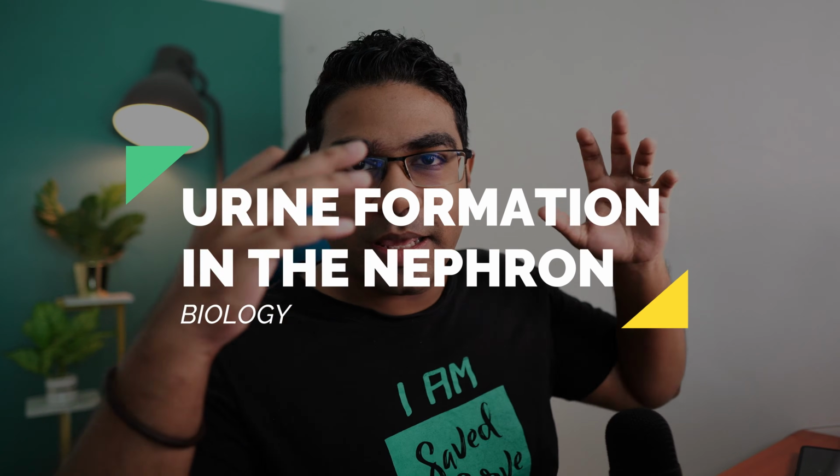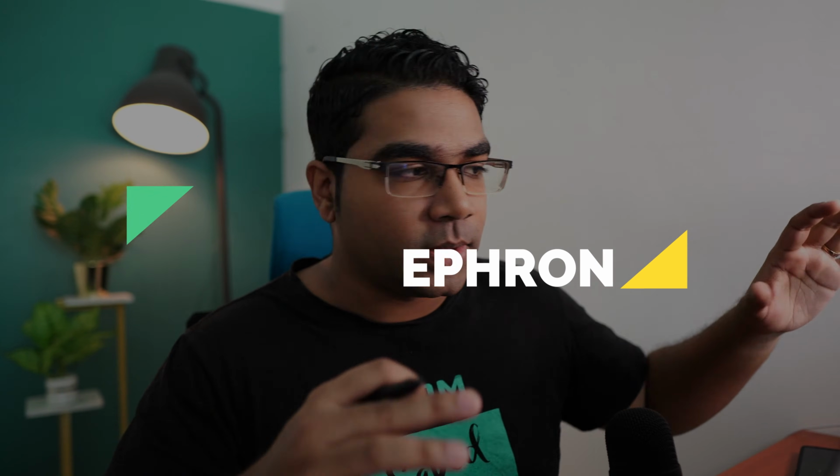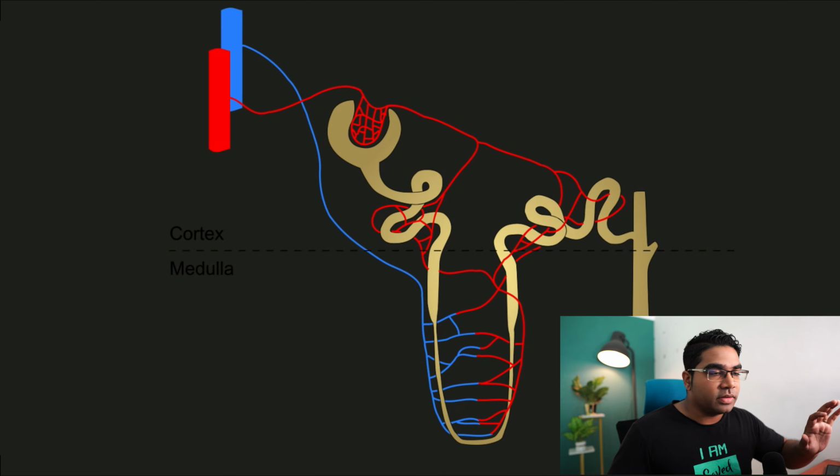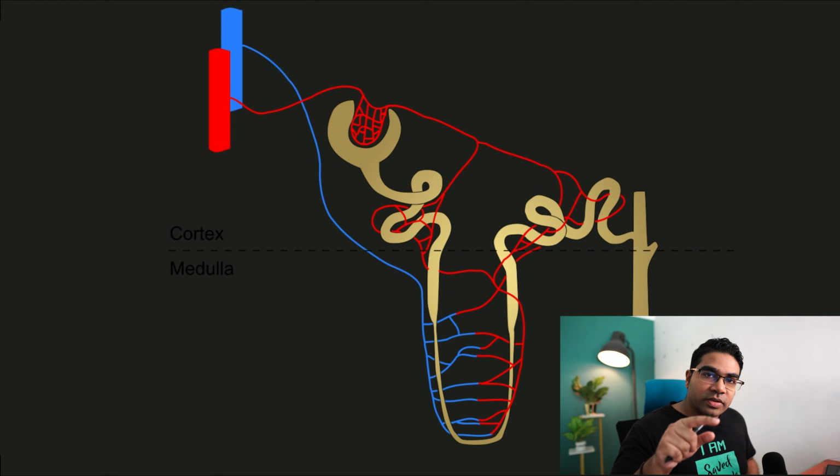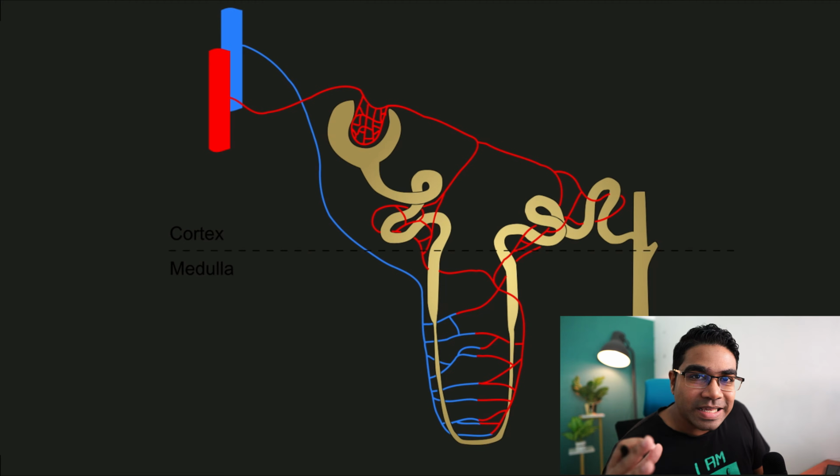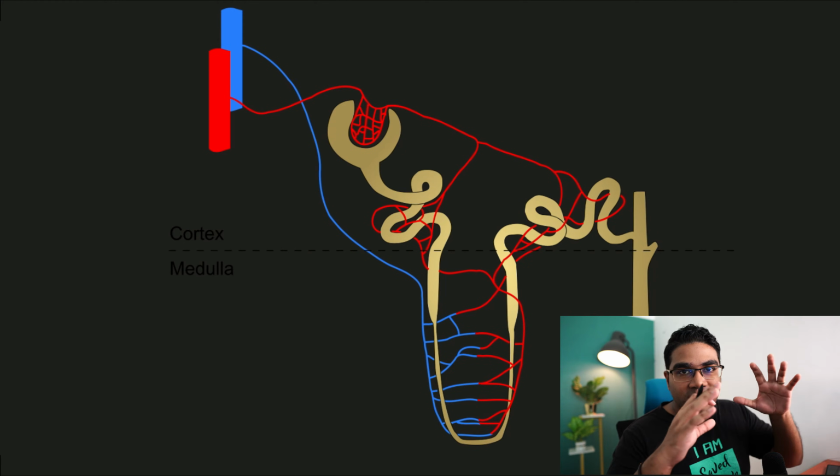Hey guys, in this video we'll be looking at urine formation in the nephron. Let's get right to it. So this is a structure of a nephron. This is what a nephron looks like. A nephron is a tiny structure in the kidneys. There are millions of nephrons in the kidney.